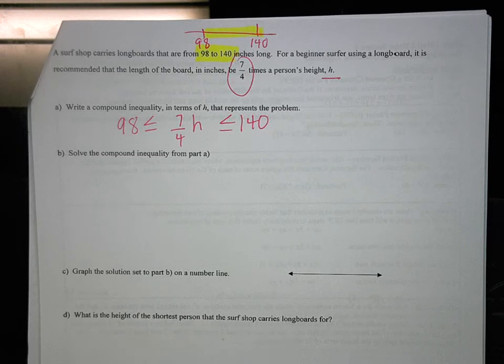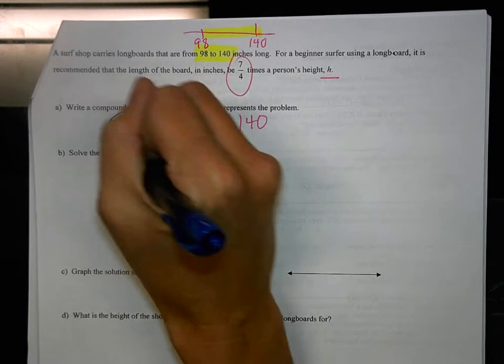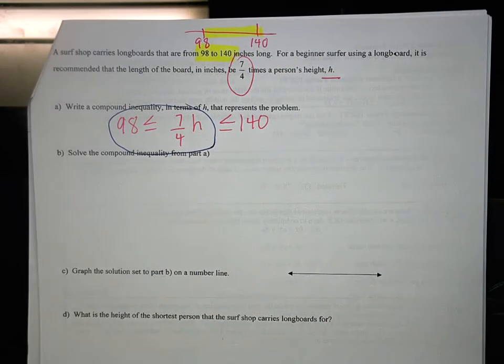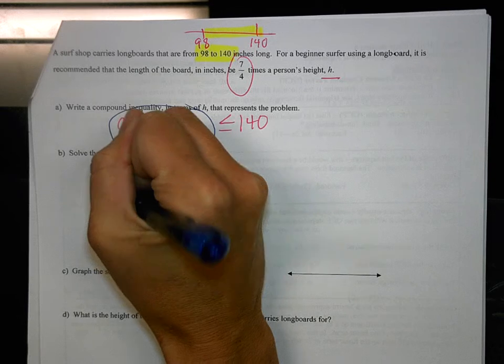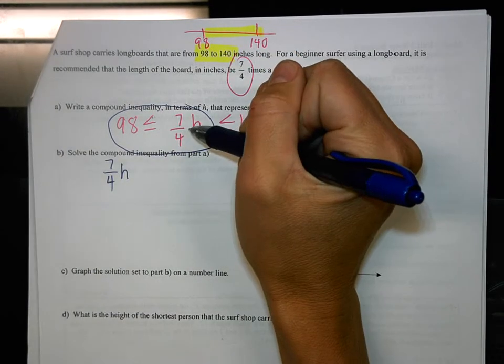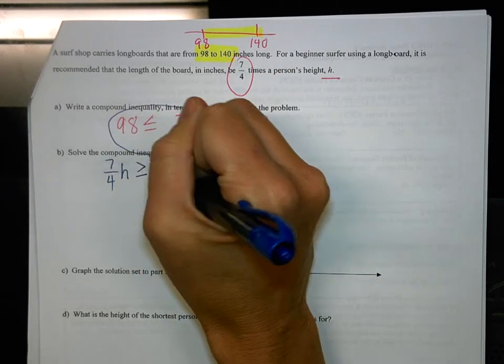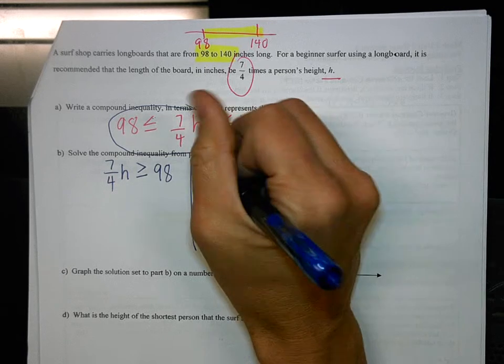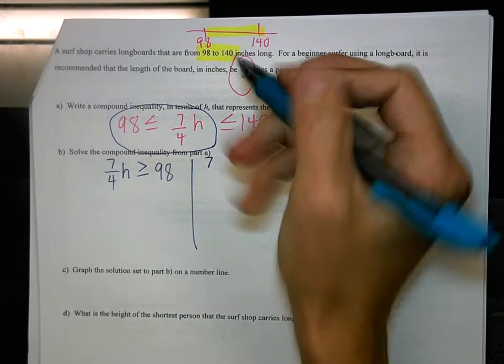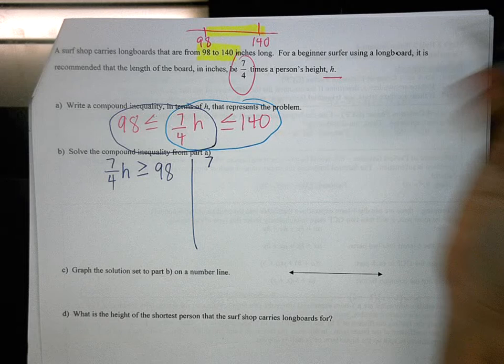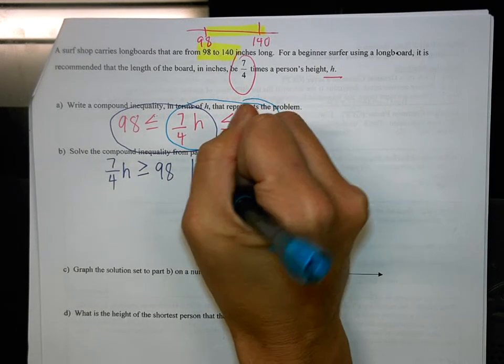Okay. So now it says solve the compound inequality from part A. There's two ways of solving this. I'm going to show you the way that we basically have been doing this today. Okay? This right here is one equation. That would be written as 7/4 H. Do you see how the open part is going to the 7/4? You keep the open part to that. Okay? The other equation would be right here, and we would write that as 7/4 H is less than or equal to 140.